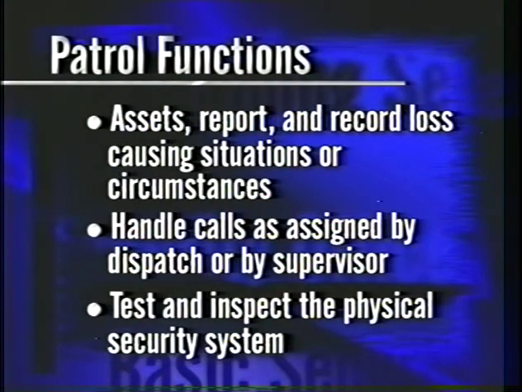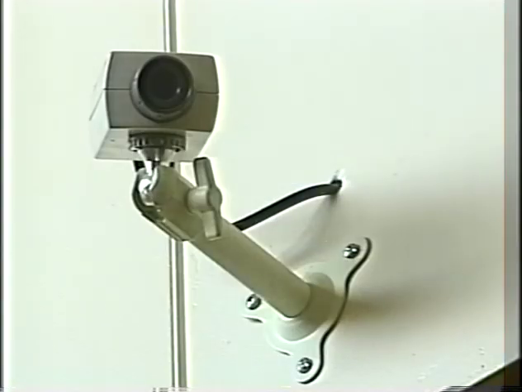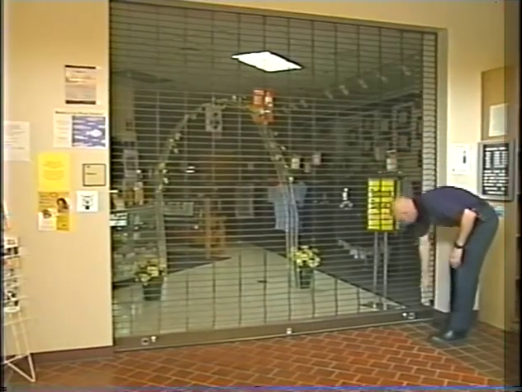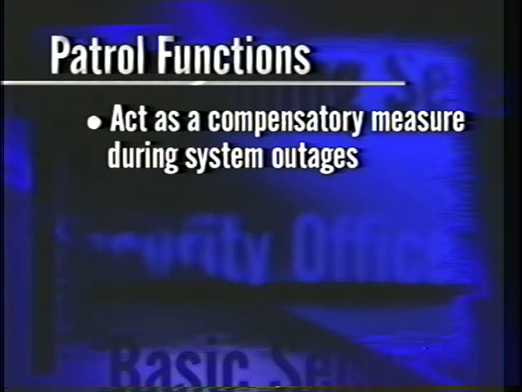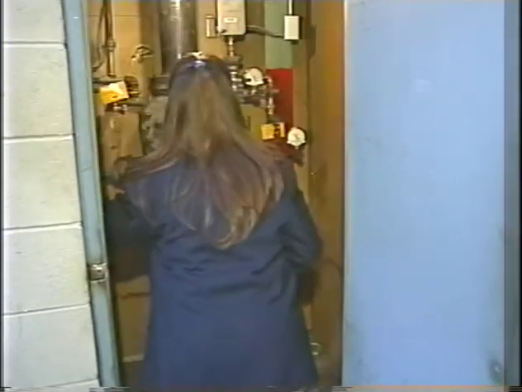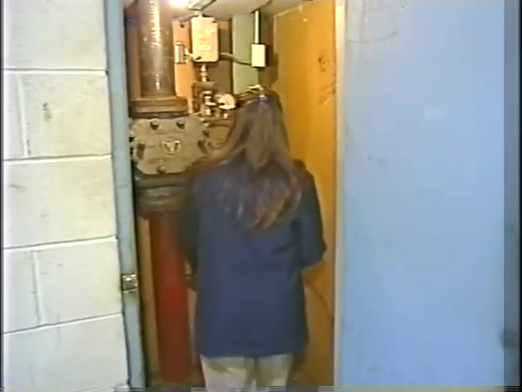Security must test and inspect the physical security system: alarms, lights, sensors, cameras, electronic barriers, and anything else that's mechanical that has to be checked from time to time. You want to make sure that the equipment works. That's your job too. Security must act as a compensatory measure during system outages. If the power shuts down or the system has a malfunction, it's the security officer who is called upon to stand by until the problem is fixed. This could be a matter of minutes or it could be a matter of days.